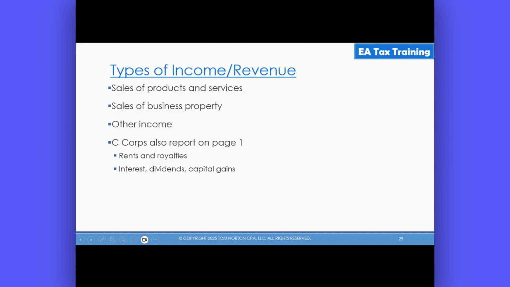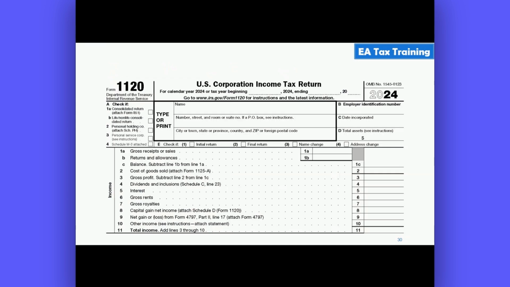So what do we mean, page 1 of the return? Well, this is the top part of the Form 1120. The section here is called income. You can see it starts with your gross receipts or sales. That's your sales of your products and services, less returns and allowances, which leaves you your net sales. Then you've got cost of goods sold that you're going to subtract. That leaves you with your gross profit.